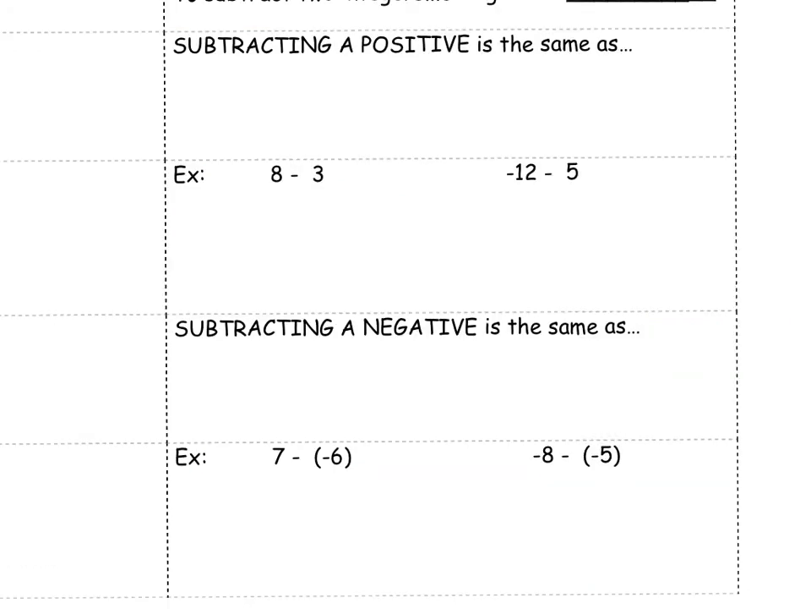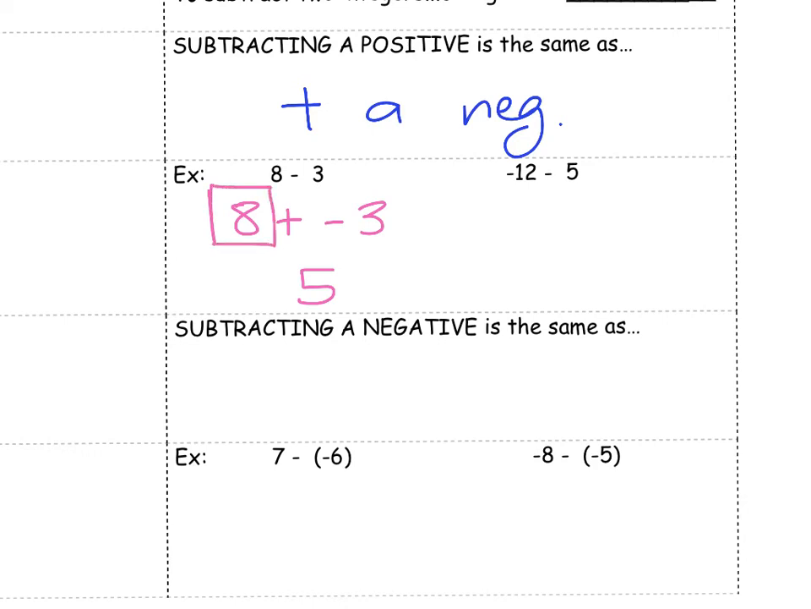And if we know that subtracting a positive is the same as adding a negative, we can apply that to our examples. So 8 minus 3, I can rethink that as 8 plus negative 3. And I can go ahead and apply my adding rules. I'm adding with different signs, so I'm subtracting the numbers. Well, 8 minus 3 is 5. And then I think about which one's further from 0. 8 has the greater absolute value. It's a positive number, so my answer is positive 5.